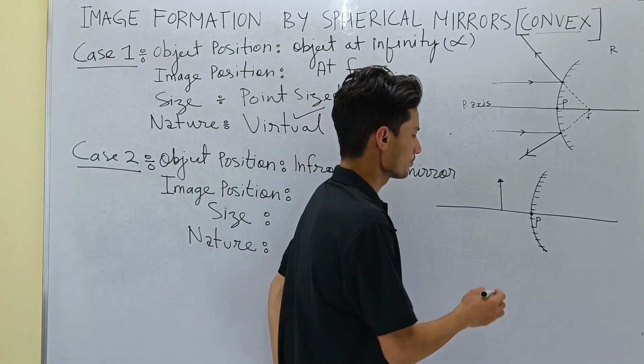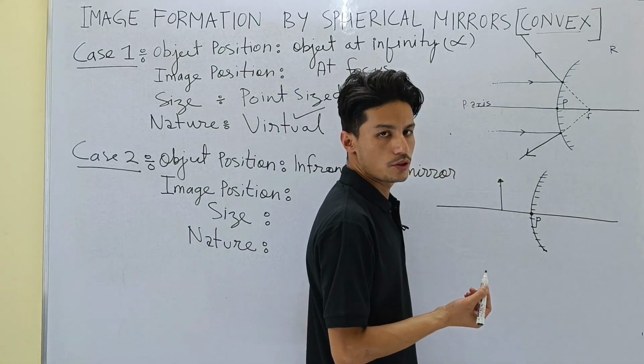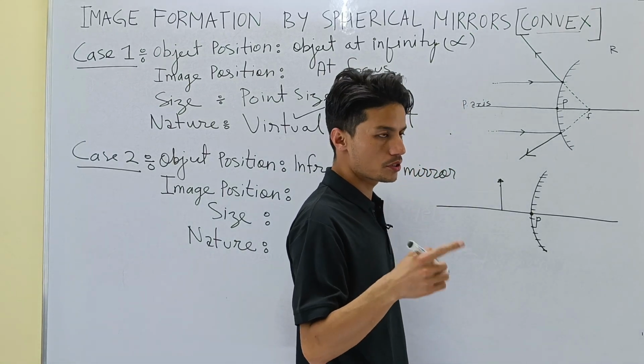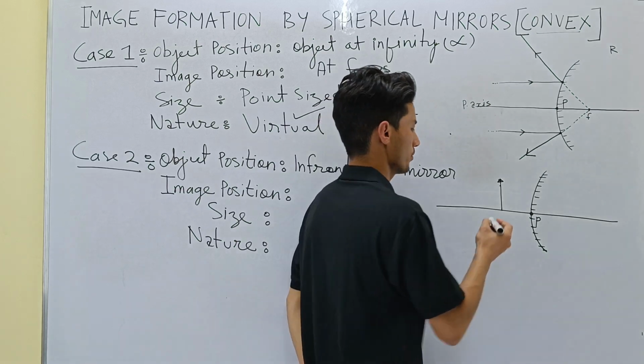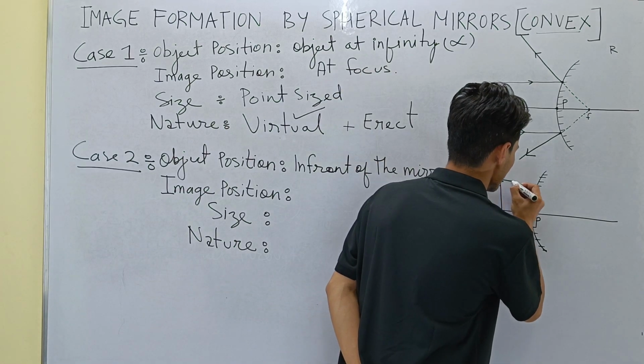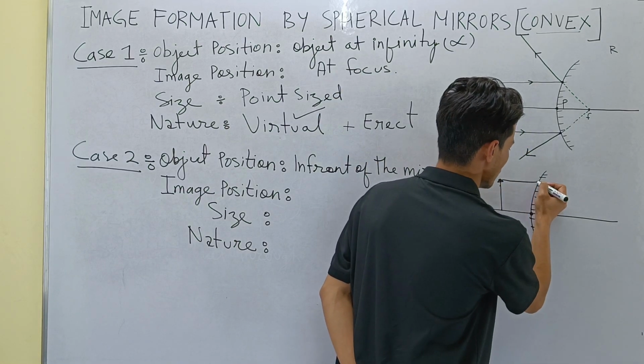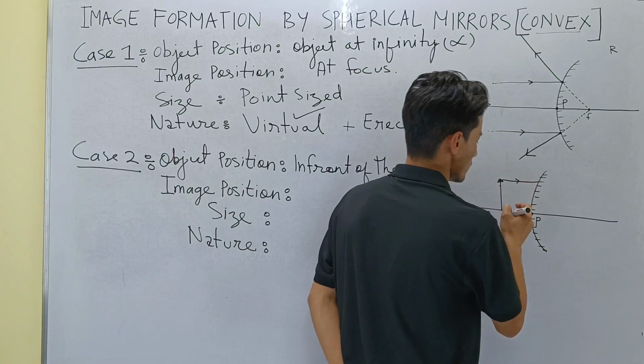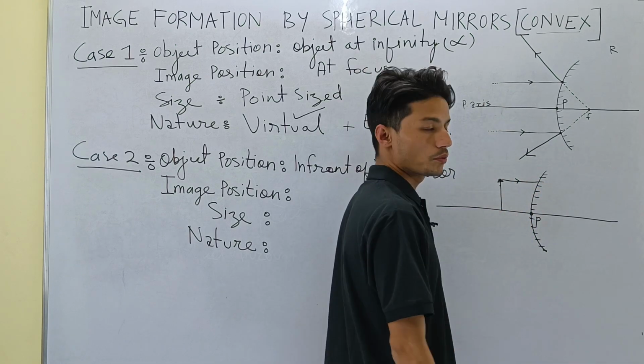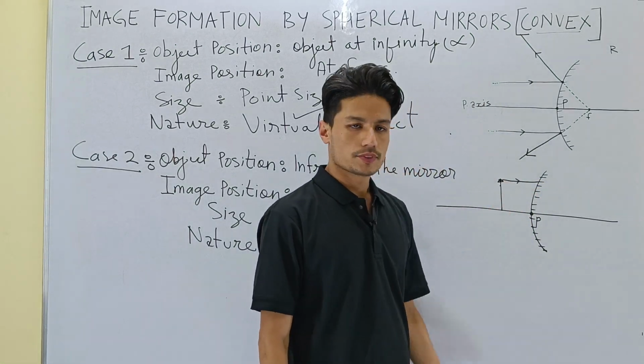Okay, now we will use the rules. We will always use rule number 1. Rule number 1 is our favorite. So rule number 1, ray travels parallel. This is the incident ray traveling parallel to the principal axis. You all know what will happen after reflection. It will pass through focus.